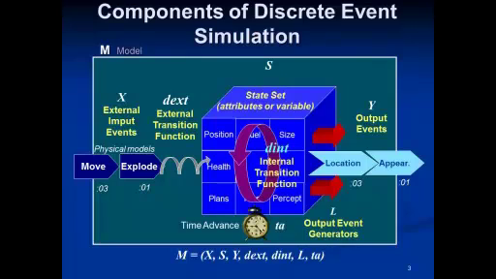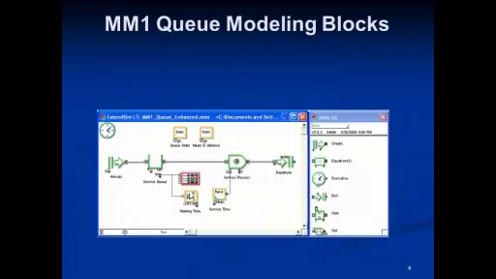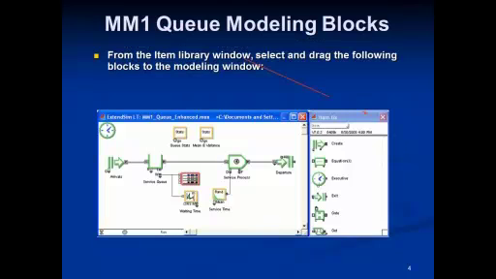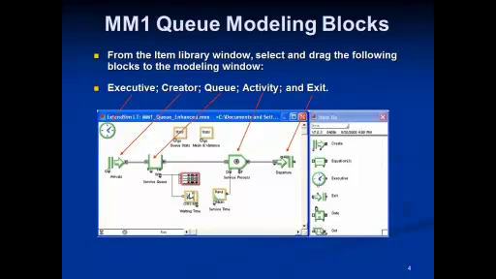But the model that we're going to deal with is much simpler. It's just going to be an M/M/1 queue, a single server, single queue, which is very easy to model in ExtendSim. We have an executive, which is the time advance mechanism. Every discrete event model is going to have one of those.